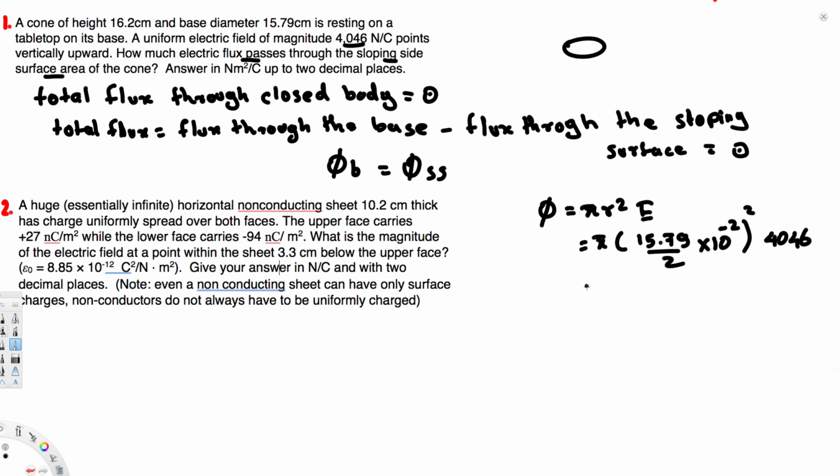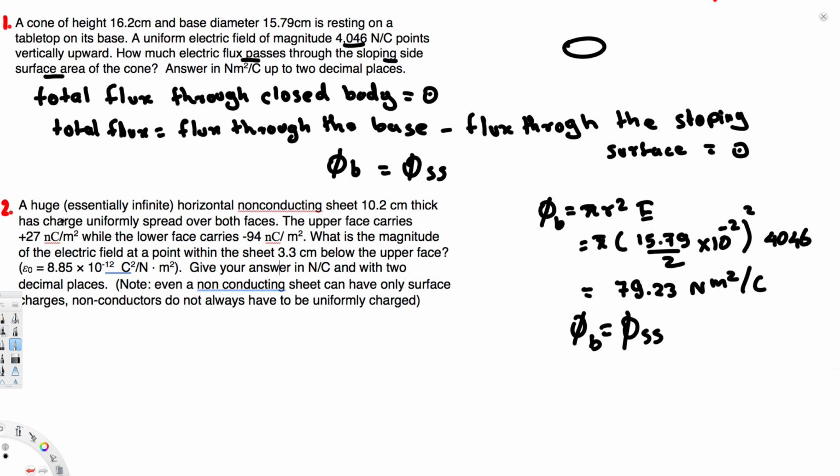If you calculate this one, you should get 79.23 Newton meter square per Coulomb. Now this is for the base. Now the question is asking to find out for the sloping side surface area, and if we get this one for the base, then this is going to be equal to the sloping surface, right? So that's also going to be the same value, and that is the answer for the first question.